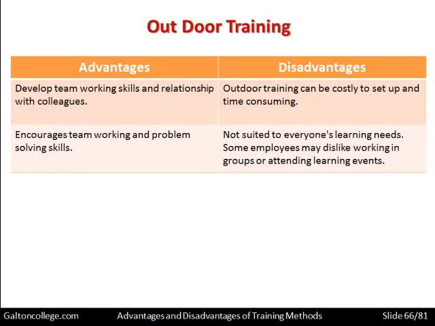Outdoor training is not suitable for everybody's learning needs. Some employees may dislike working in groups or attending learning events. Some employees may prefer to work on their own. It doesn't mean that they're bad workers or they have low productivity. In fact, they could be very highly productive. It just means their personality types. They want to work on their own. They don't want to work in teams.